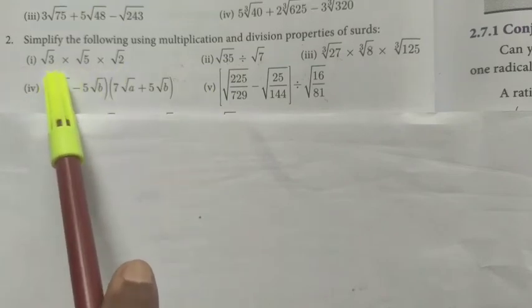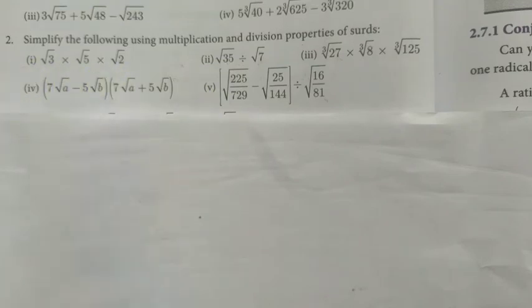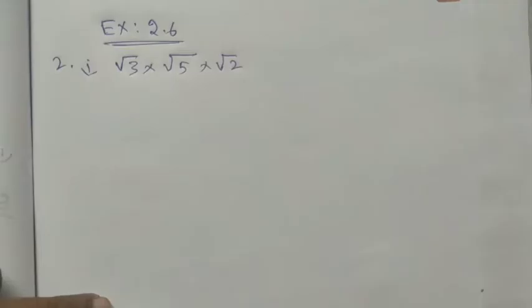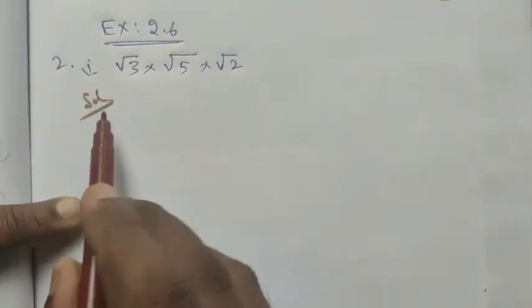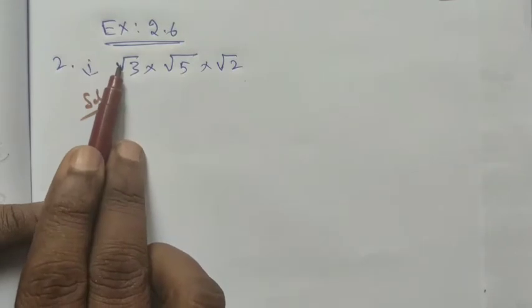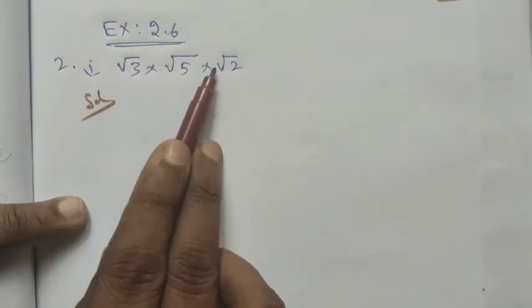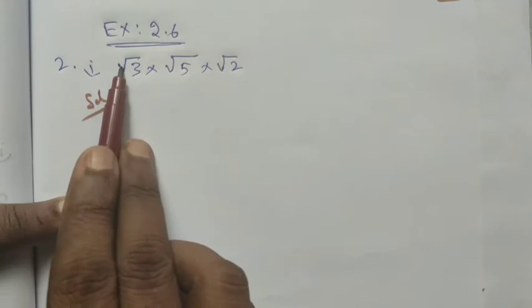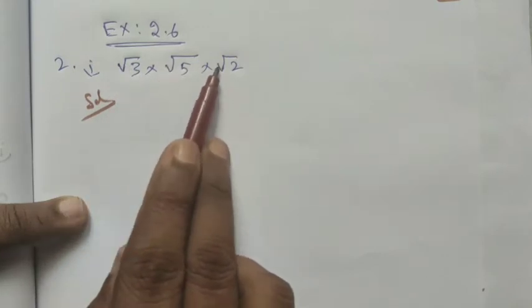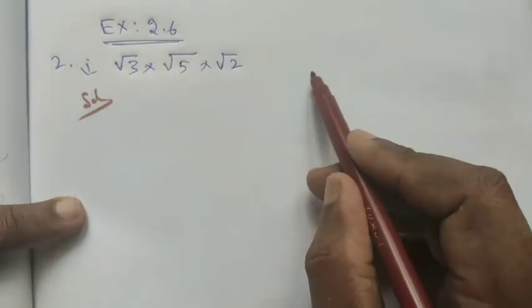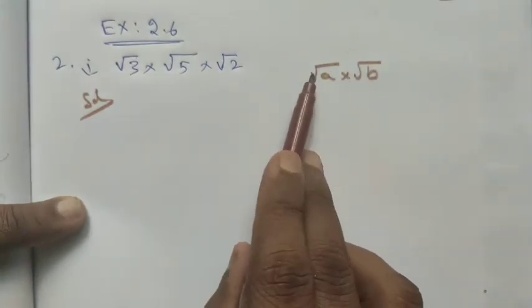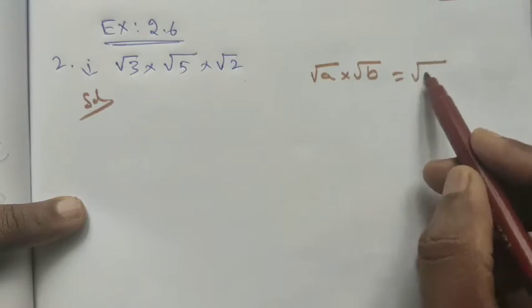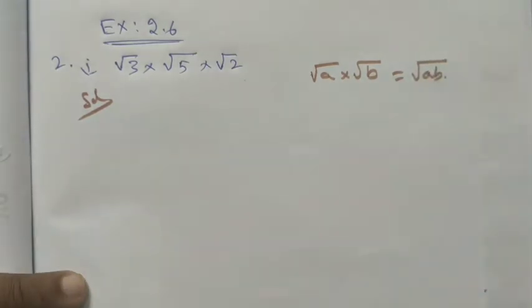The first problem is root 3 into root 5 into root 2. For this solution, first we have to see the index of the surd. Here we have square root, here also square root, here also square root. By the condition, root of a into root of b, if both the powers are equal, then we can multiply the terms as it is, root of ab.